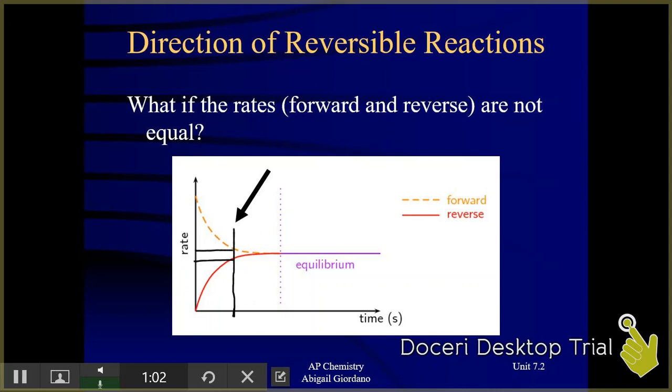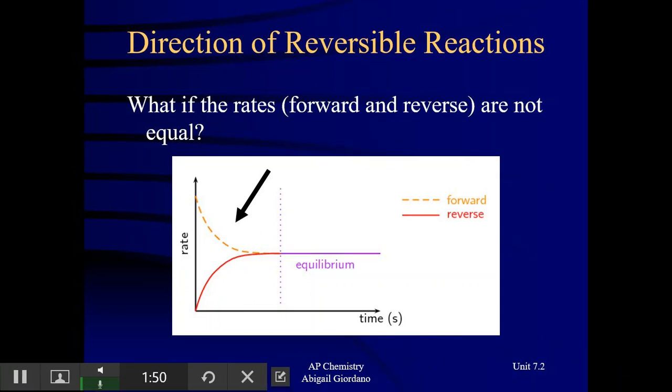That's the terminology. They will, at certain points in time, not be equal, but then eventually the reactions in the different directions will, quote, settle down and they will become equal and equilibrium will be established.